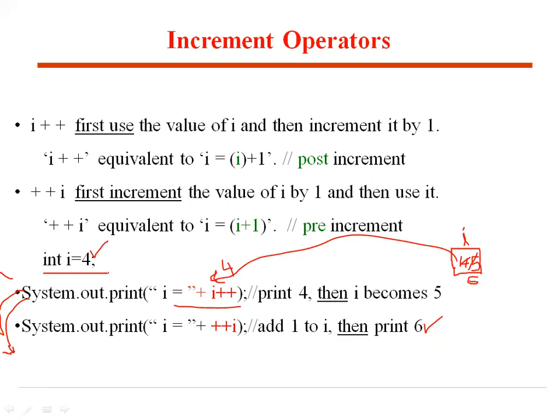Sir, for example, if we don't have the first statement and we only have this pre-increment, and I is equal to 4, what will we get as output? Only 5, right? First you are informing the compiler to increment. Pre-increment means first the I value is incremented and becomes 5, and then that value is used here. So it prints I is equal to 5.